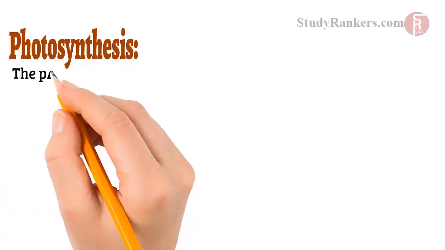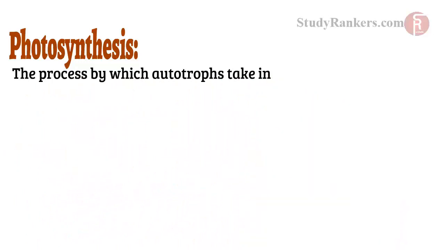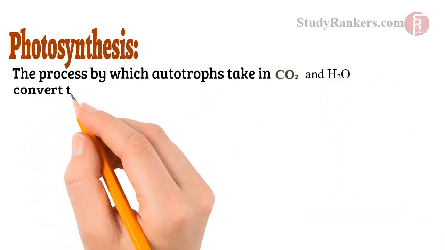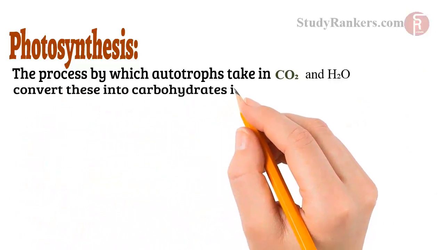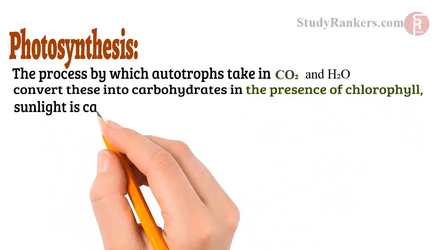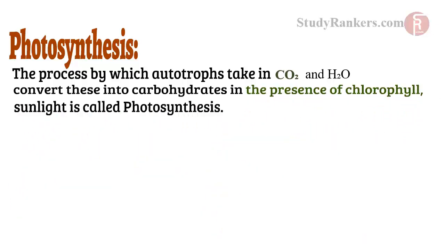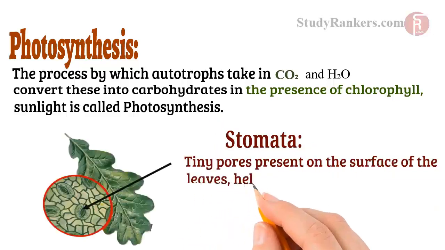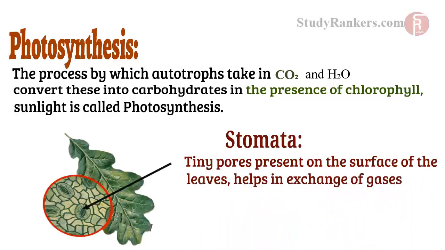Photosynthesis, the process by which autotrophs take in CO2 and H2O and convert these into carbohydrates in the presence of chlorophyll and sunlight, is called photosynthesis. Stomata, tiny pores present on the surface of the leaf, which help in exchange of gases O2 and CO2, are called stomata. So that's all for now.